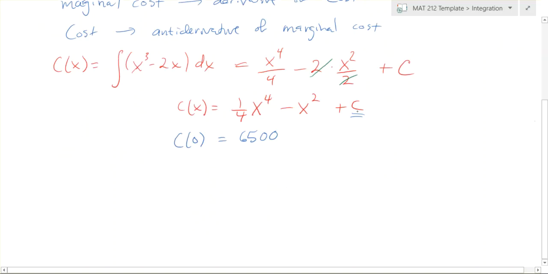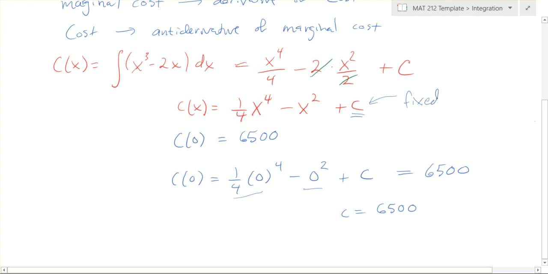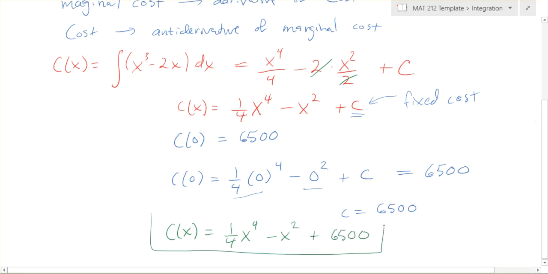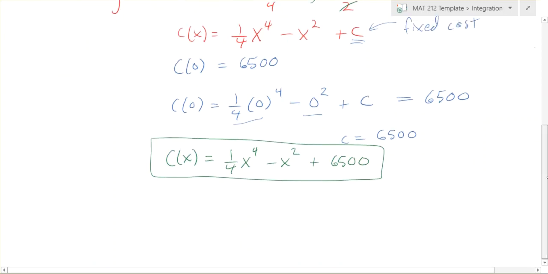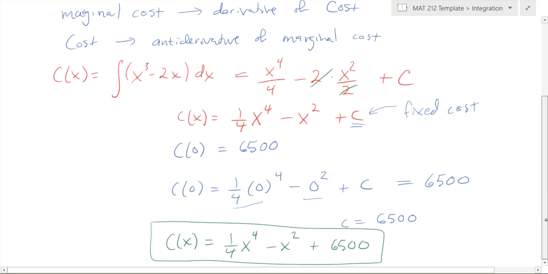Okay, so I can use the fixed cost to determine what this C is. I'm just going to plug in 0, 1/4, 0 to the fourth power, minus 0 to the second power, plus C, and that's supposed to equal $6,500. And if you look at that, these two terms are just going to be 0, so all I'm left with is C equals $6,500. So in our cost function, the constant term is always going to be the fixed cost. Okay? Which means my cost function in this particular case is going to be 1/4 x to the fourth power minus x squared plus $6,500. And then I could use this function to compute a total cost of any given number of units.